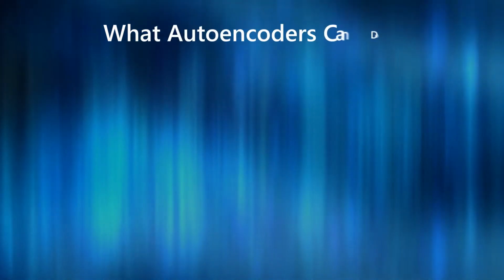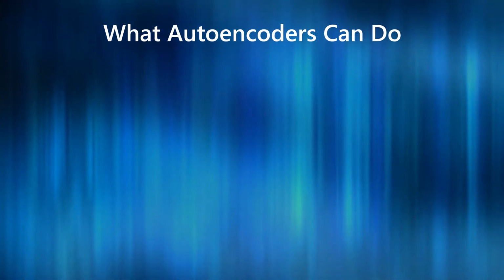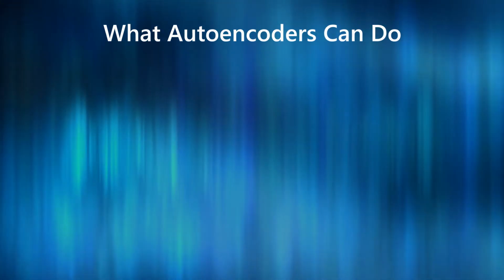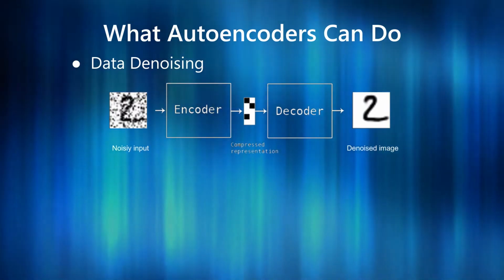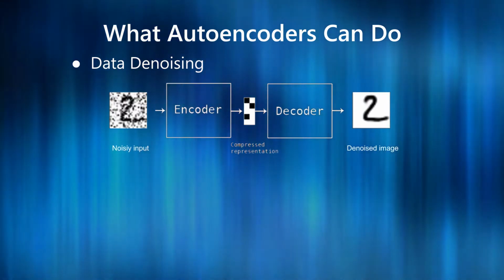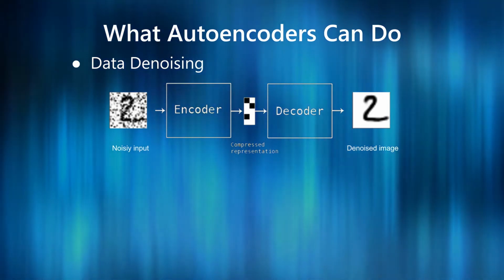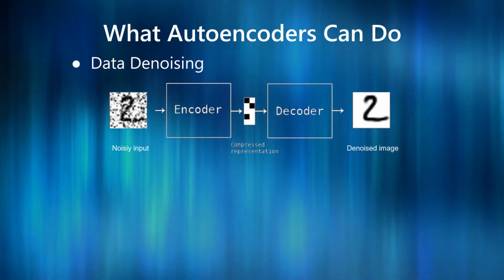So what useful things can we do with autoencoders? Probably the simplest practical use case is data denoising. We add random noise to the training input, but then calculate the loss against the original input with no noise. Noisy images go in and clean images come out.